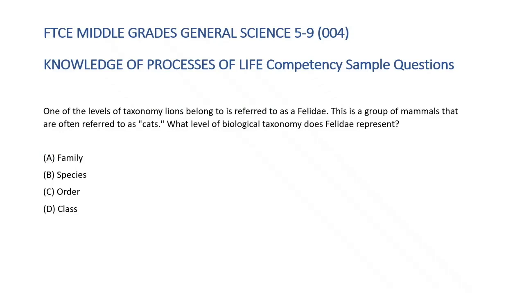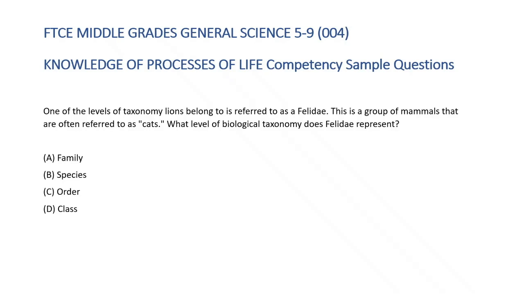One of the levels of taxonomy lions belong to is referred to as Felidae. This is a group of mammals that are often referred to as cats. What level of biological taxonomy does Felidae represent? A, family, B, species, C, order, or D, class.